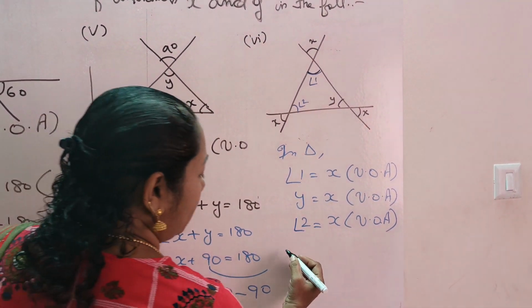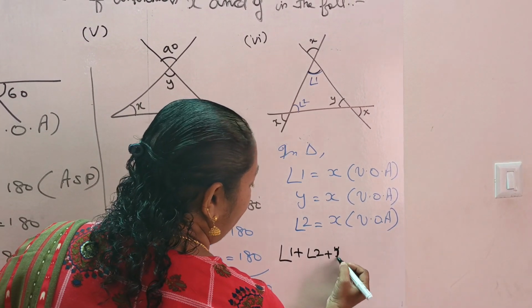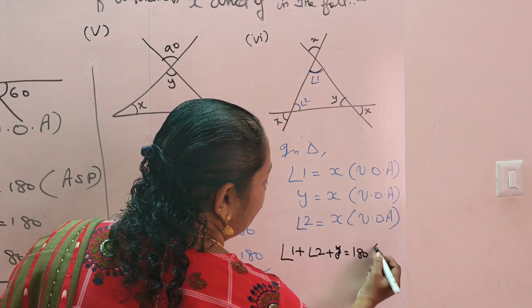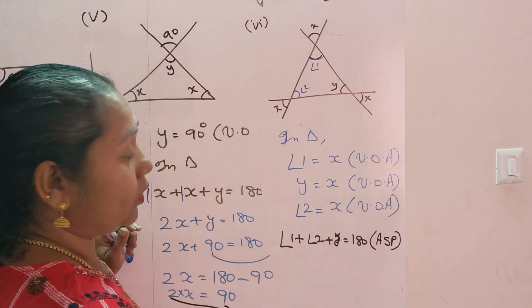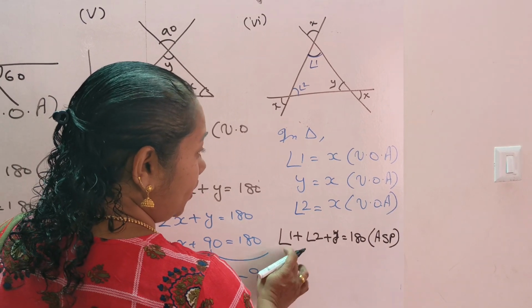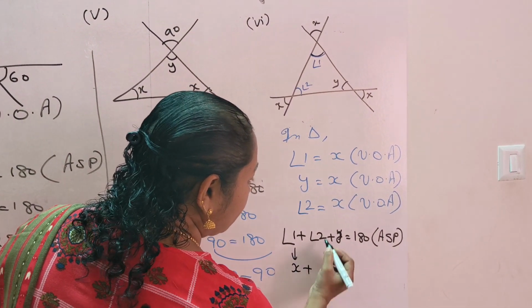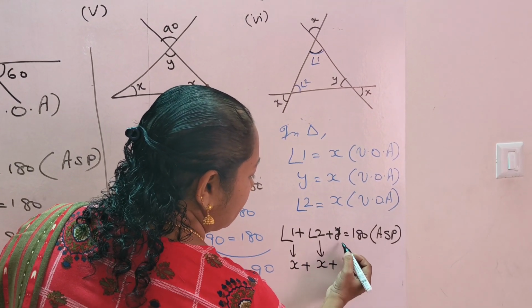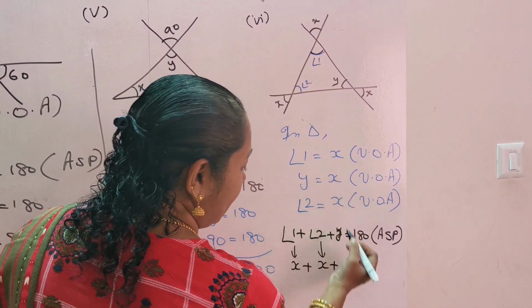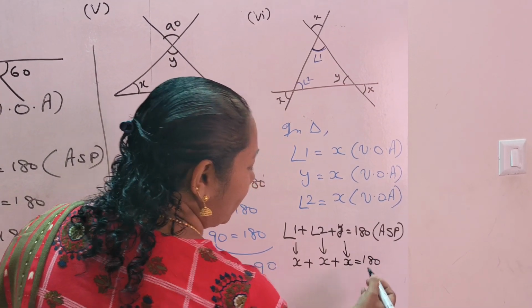So angle 1 plus angle 2 plus y is equal to 180 degrees. Reason is angle sum property. And what is the value of angle 1? That is x. So we will put the value of 1 as x. What is the value of 2? That's also x. So we will put x. And what is the value of angle y? That is x. So we will put that also as x, is equal to 180.